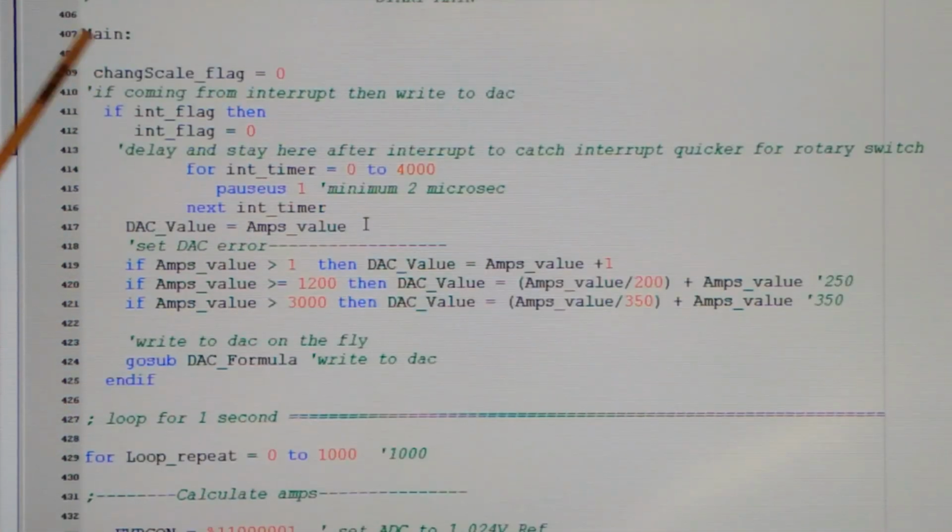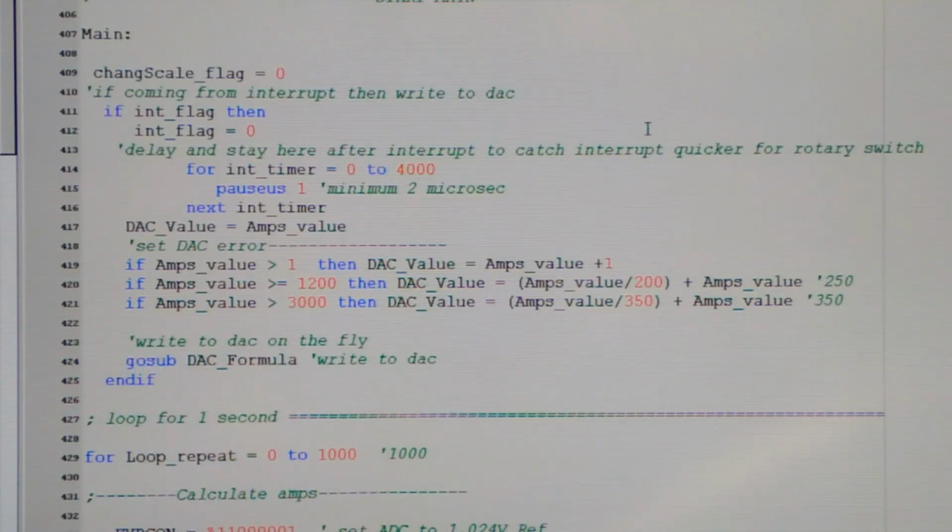Okay, so that's what it's doing. So main, and after, if you went to an interrupt, of course you will do this loop here, this if statement. If you haven't been to an interrupt, you don't do this. So if I've gone to the interrupt and changed the figures regarding the amps settings, this is an error regarding my DAC. It's to try to correct the output voltage.